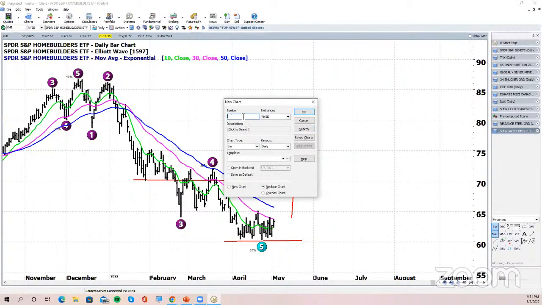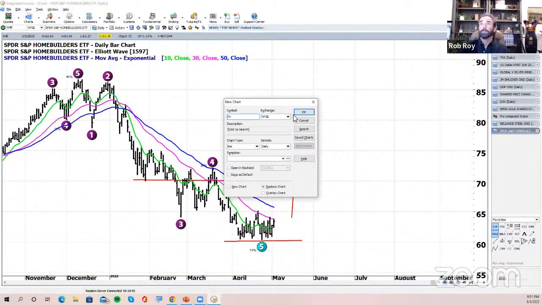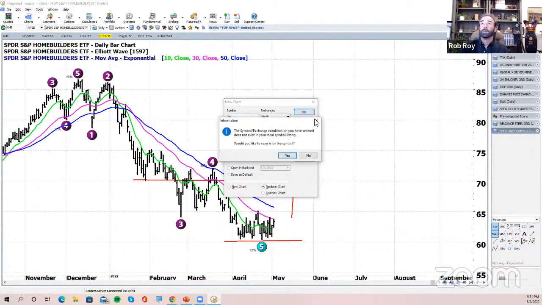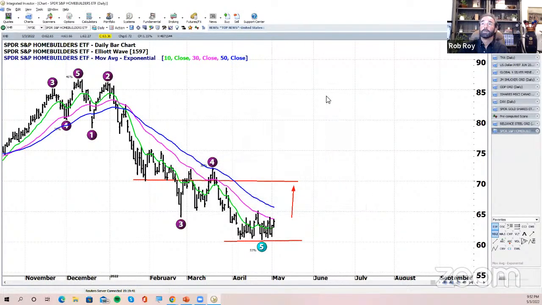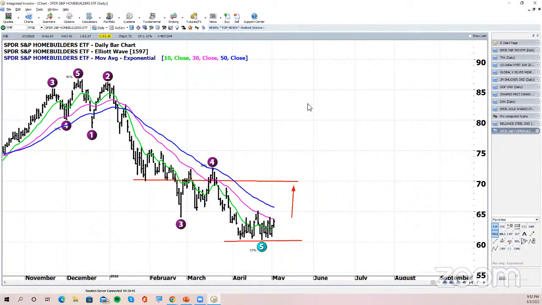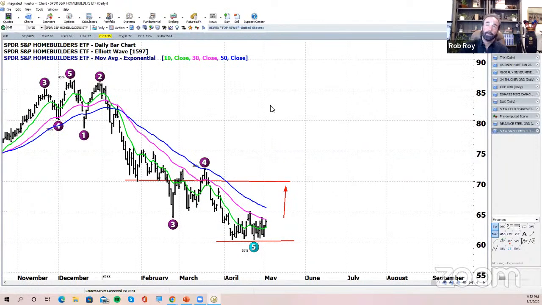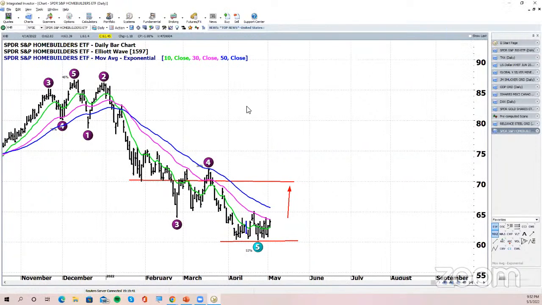ZW? Correct. Z is in zebra? Z is in zebra. We don't have ZW, so I'm not sure what that is. Maybe guess the name, maybe we can look it up. Yeah, we'll come back to that one.